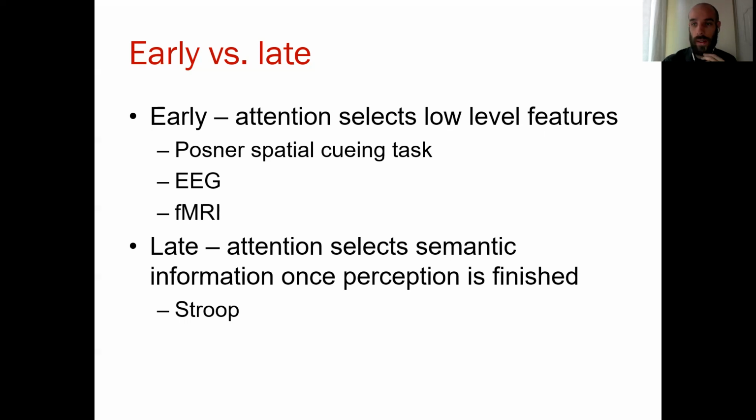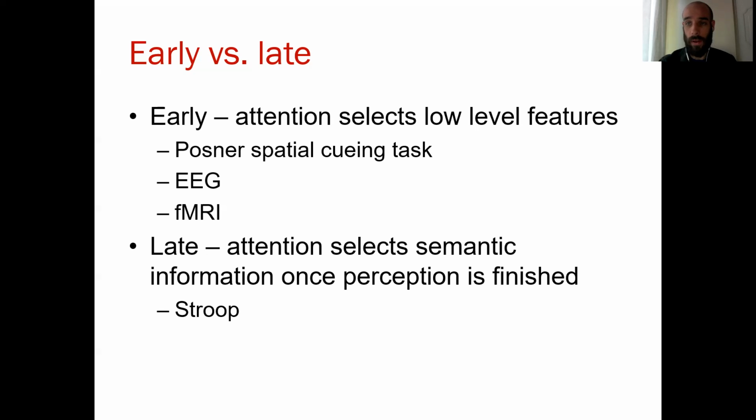And so late selection attention is when attention comes in and selects it after that is already done. I've already recognized that I have my coffee mug, or that is a coffee mug, and it is selecting that information and using it that way. Okay, so either during perception, that's when attention comes in, or after perception is done, I already know what I'm looking at, then attention will come in and select the information.